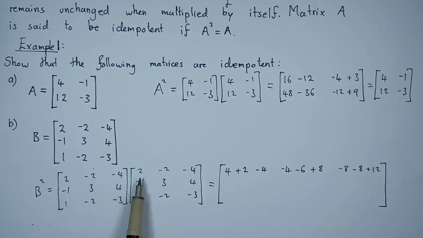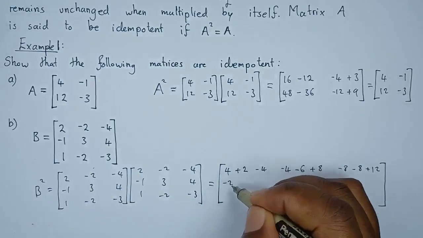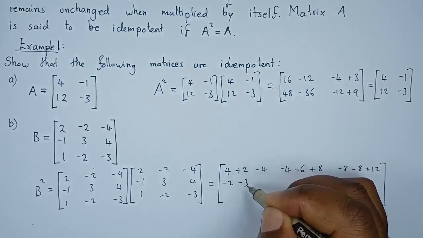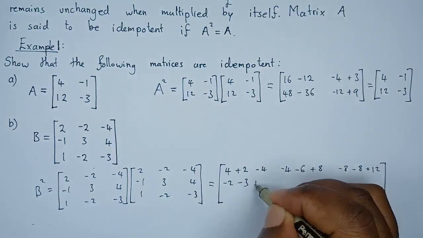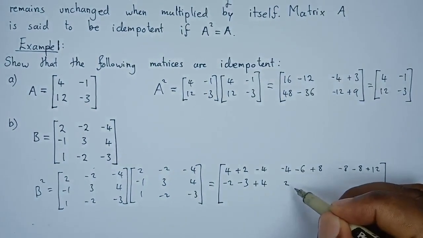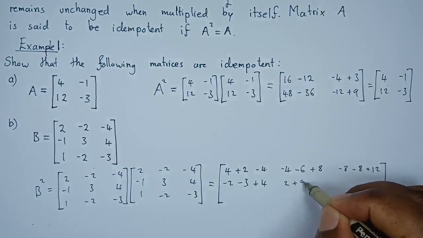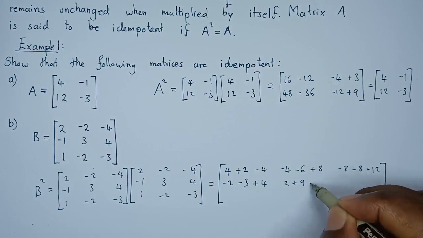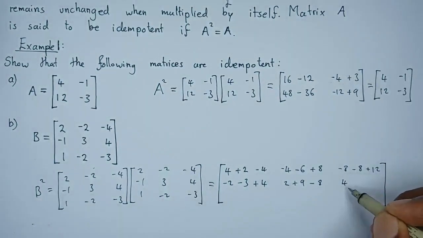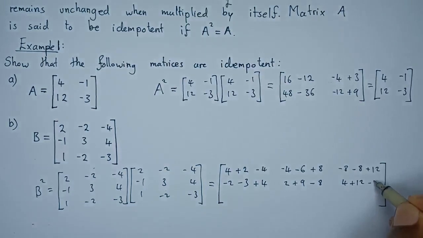So negative 1 times 2 will have negative 2. 3 times negative 1 will have minus 3. 4 times 1 will have a positive 4. Negative 1 times 2 will have a positive 2. 3 times 3 will have a 9. 4 times negative 2 will have minus 8. Negative 1 times 4 will have a positive 4. 3 times 4, that is a 12. 4 times 3, that's a minus 12.